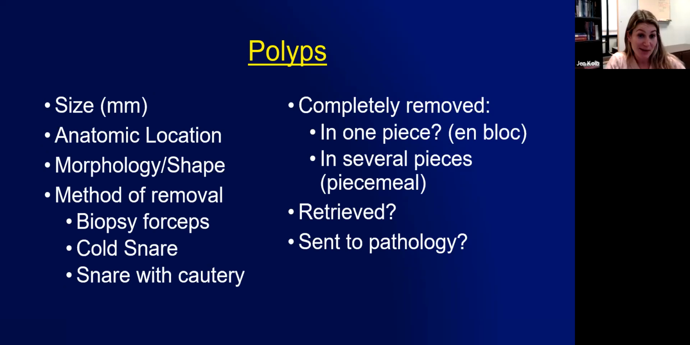So polyps come in lots of shapes and sizes, and hopefully your endoscopist who's doing the procedure is recording all of the details, right? Sometimes they're not, but what I always try to do is say, there was a 4-millimeter sessile polyp, that's the morphology, in the ascending colon, removed by cold snare and completely removed and retrieved. And that tells you where the polyp was and what the size was. So already you can get a sense of, is it high risk or low risk?